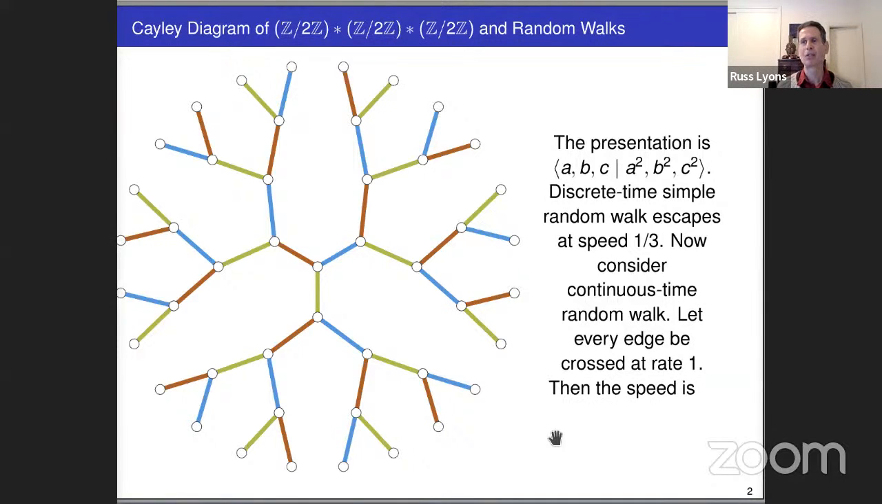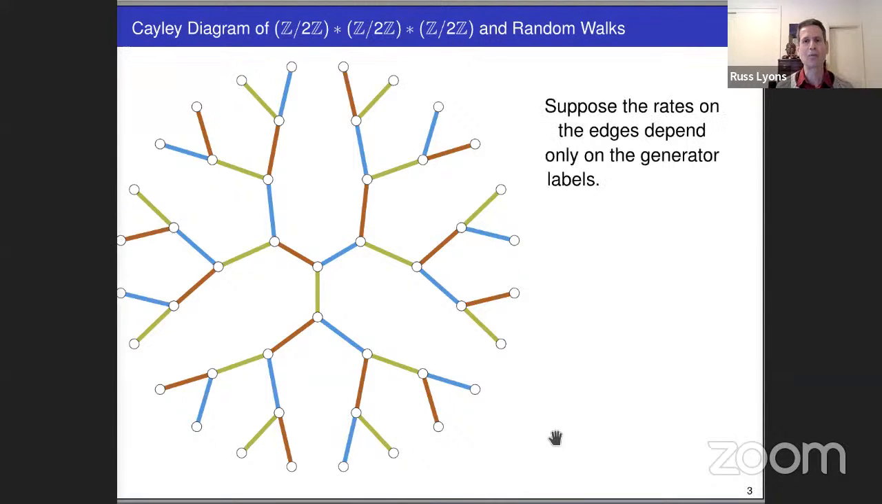All right, Sebastian says 1. And why is it 1? Because we go 3 times faster. Exactly. So that's the key thing you have to remember: the minimum of exponential random variables has rate which is the sum of the rates. So it moves 3 times faster, but otherwise it does the same thing as the discrete time random walk. So 3 times a third is 1. Okay, so there's a simple little warm up.